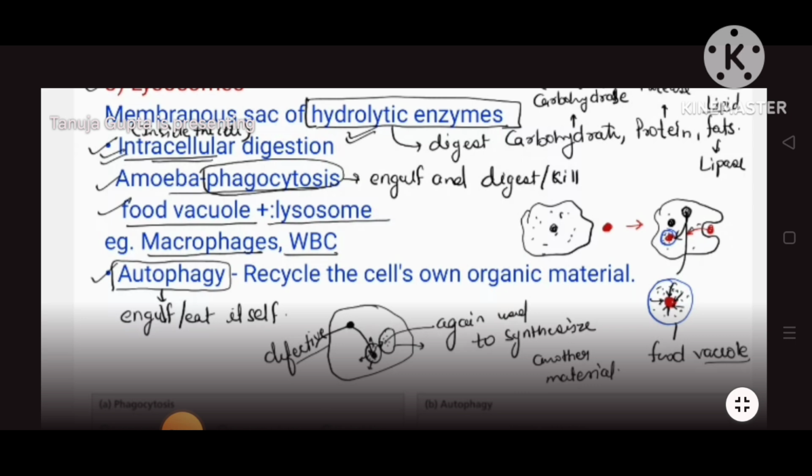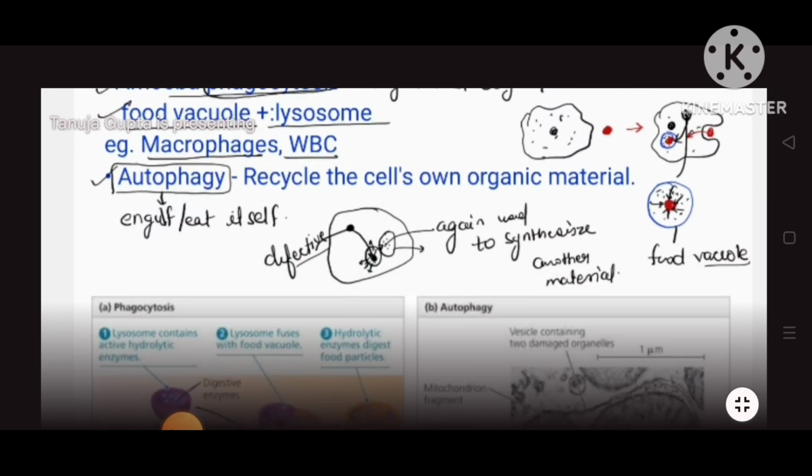So what it is doing is eating its own material. Lysosome is eating its own cell's material. That's why it is called autophagy. Got it, beta? Yeah. Okay, so this is about lysosome.